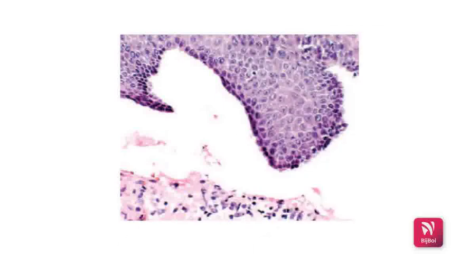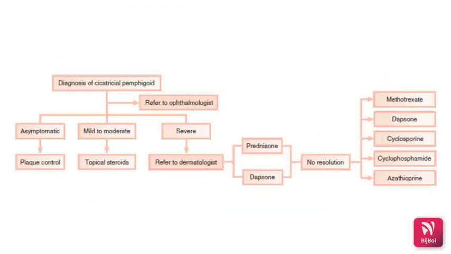Next, we see the histopathologic picture of mucous membrane pemphigoid. So here in this picture, we can see that there is separation of the epithelium from the subjacent connective tissue that can be easily appreciated in the picture. Next, we see the treatment algorithm of pemphigoid.